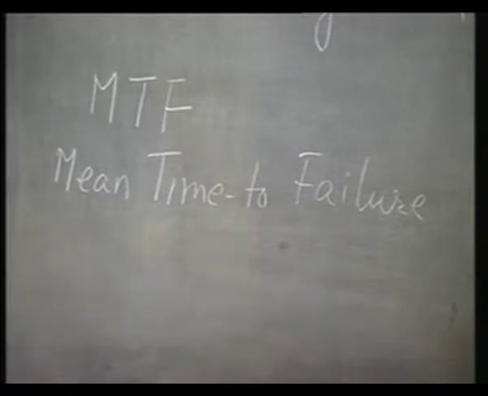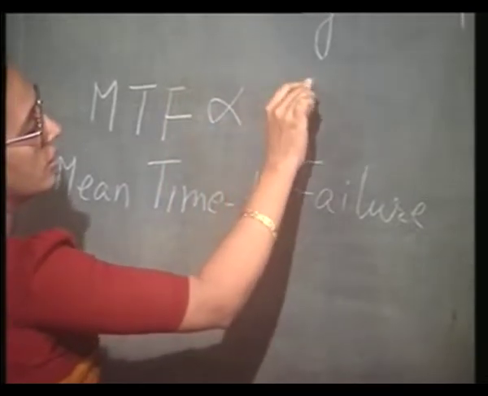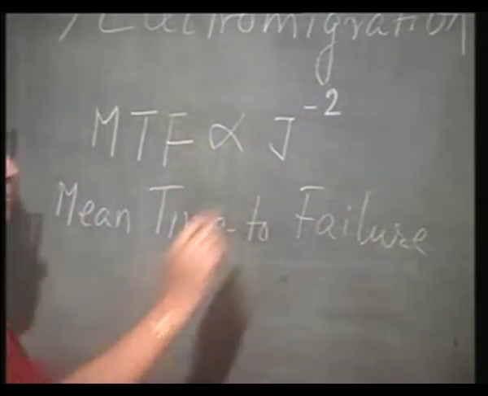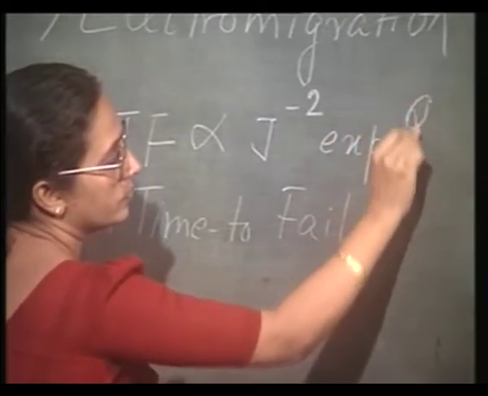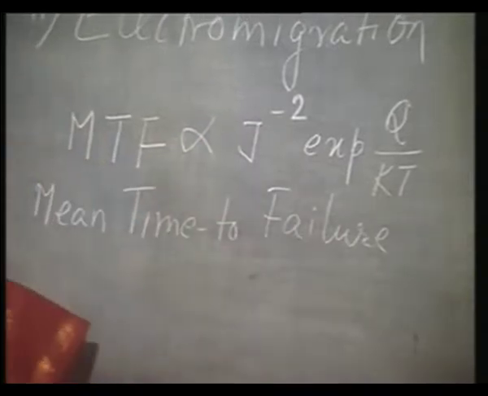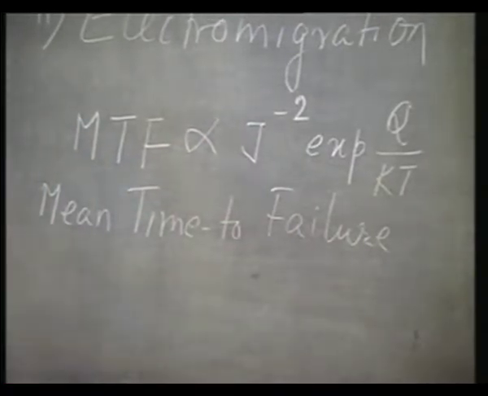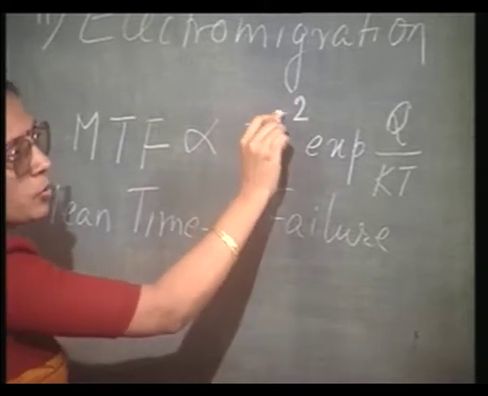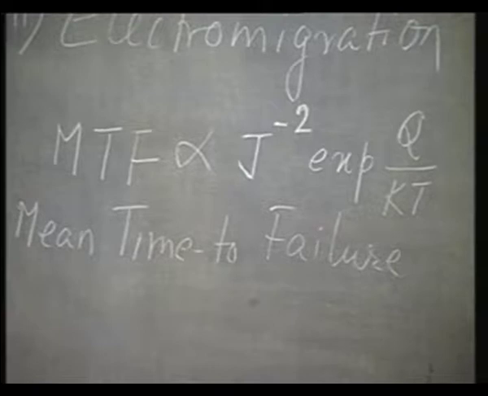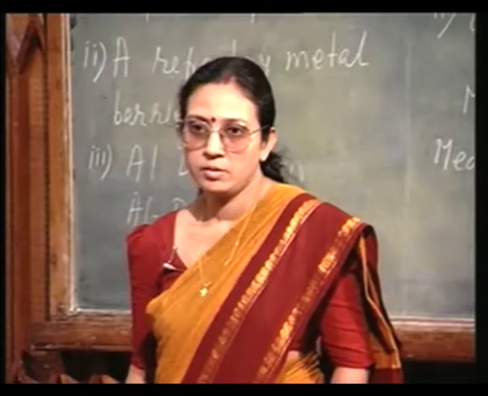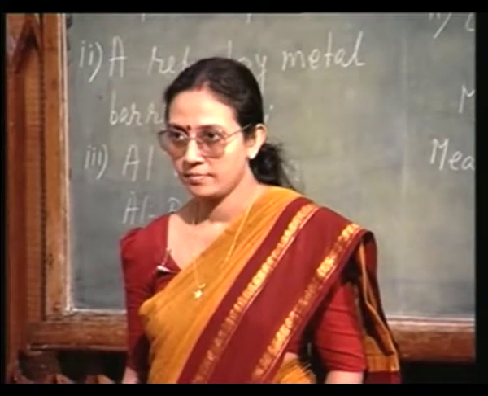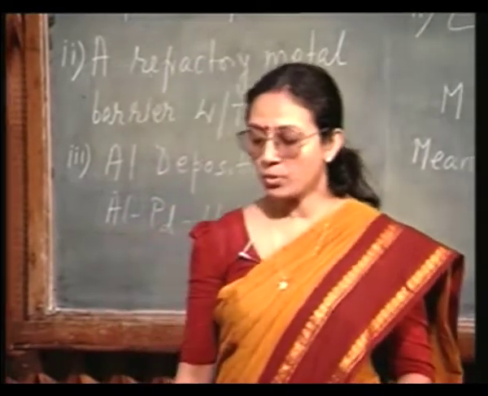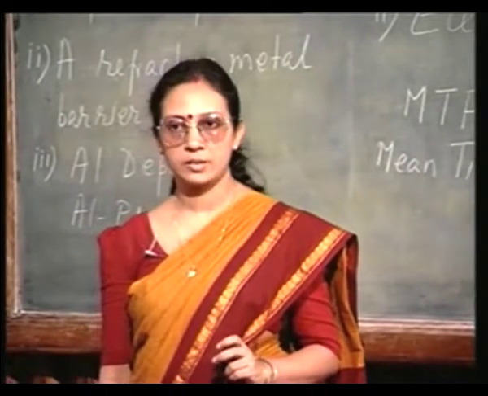And this MTF is found to be proportional to the current density to the power minus 2, or sometimes it is given as minus n, n being close to 2. It is related to this. This part is of course very easy to understand. It is inversely proportional by a power of current density. Obviously, the more the current density, the faster it is going to fail, right. The more current you make the lines carry, the faster it is going to fail. Okay. This Q is something analogous to activation energy, okay.